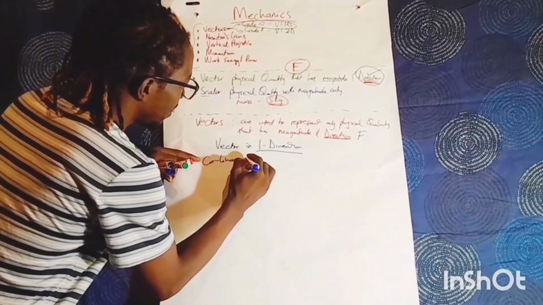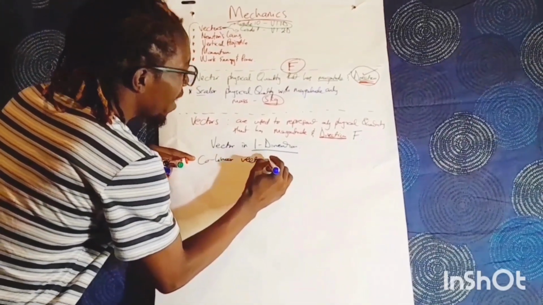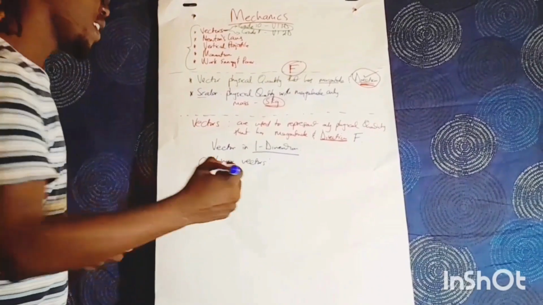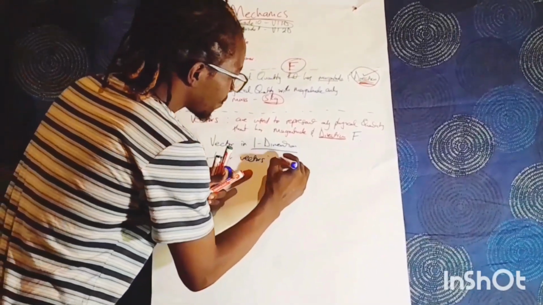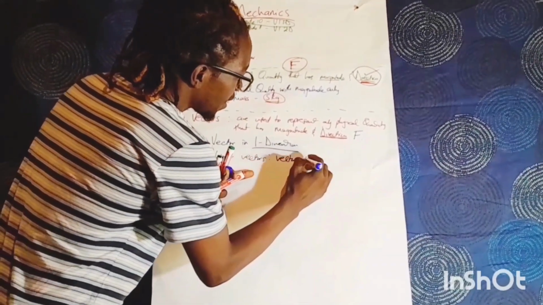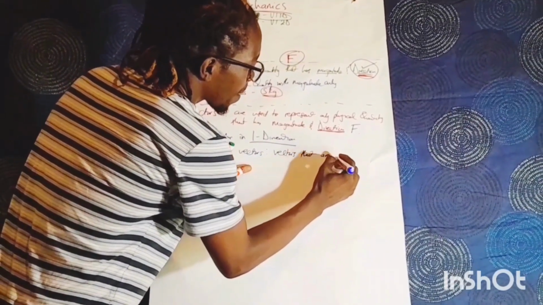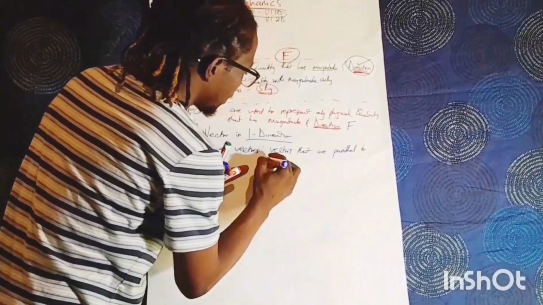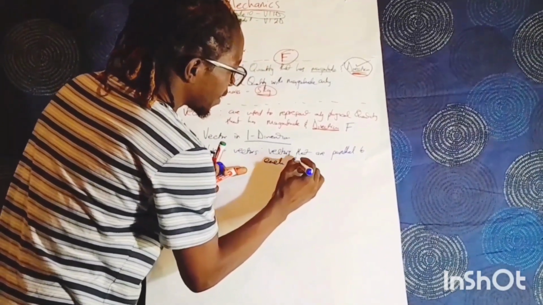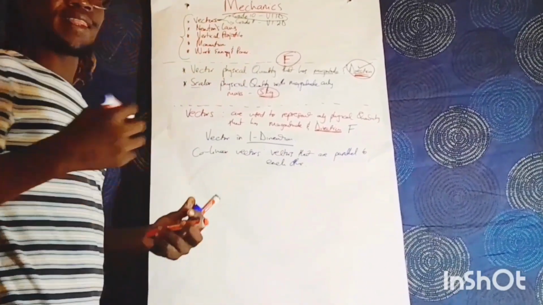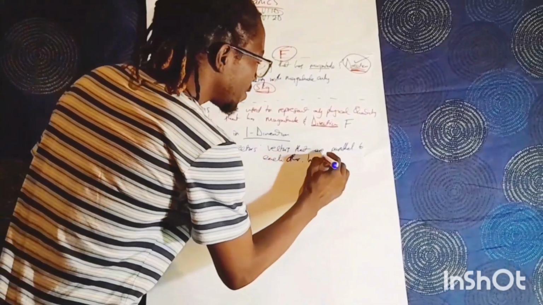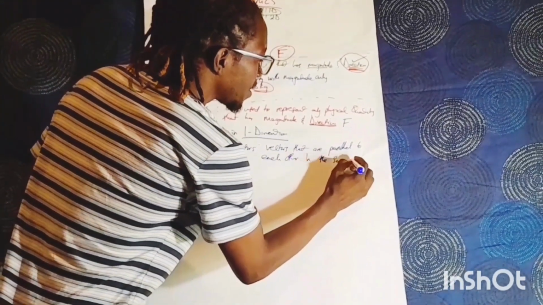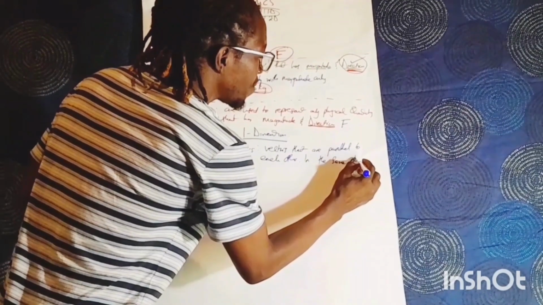Collinear vectors. What are collinear vectors? So collinear vectors are vectors that are parallel to each other, right? Apart from that, they are also in the same plane. They're acting in the same plane.